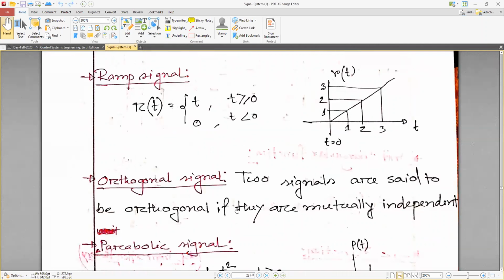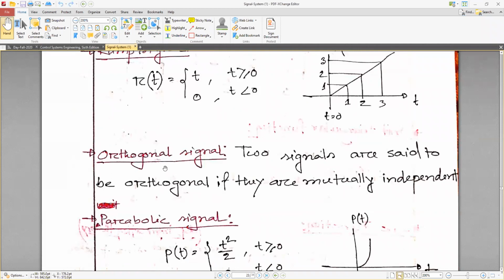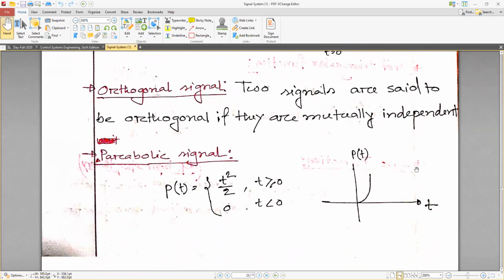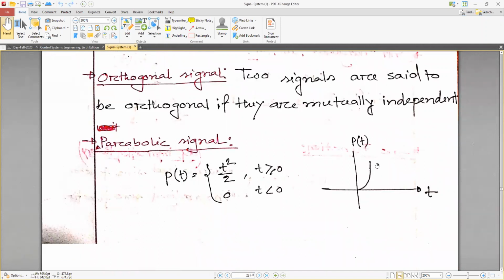Another kind of signal is the orthogonal signal. Two signals are said to be orthogonal if they are mutually independent. If they are independent, they are orthogonal. And the parabolic signal: this kind of signal is called a parabolic signal. When t is greater than or equal to 0, it is t square by 2. When t is less than 0, it is 0.